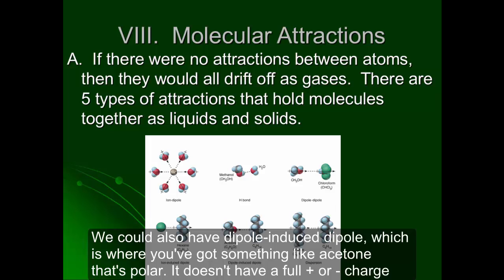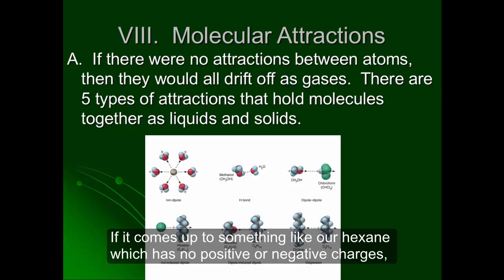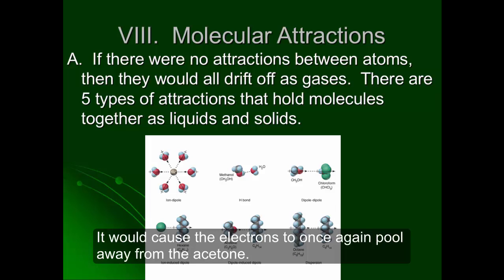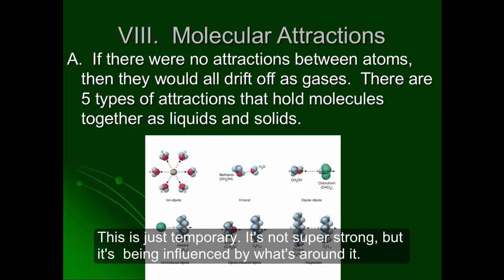It doesn't have a full plus or minus charge like your ions do, but it has a partial one. And in this case, our oxygen is the most negatively charged. If it comes up to something like our hexane, which has no positive or negative charges, it'll cause the electrons to once again pool away from the acetone, which will create a partial negative charge on the right side, partial positive charge on the left side. That's just temporary. It's not super strong, but it's being influenced by what's around it.